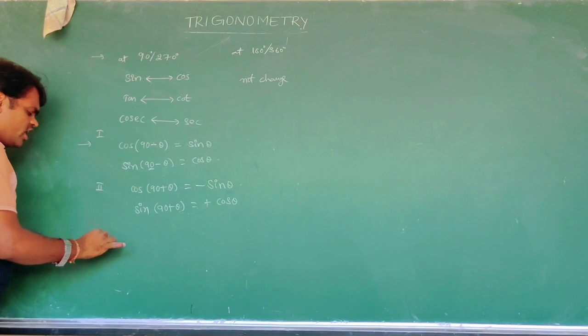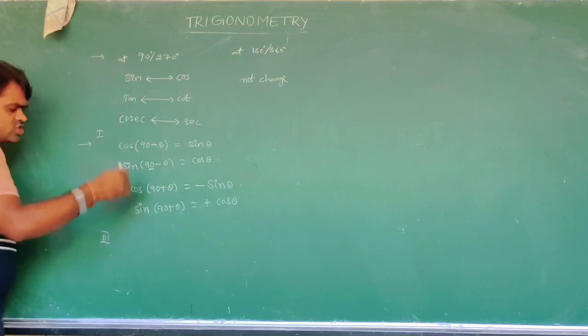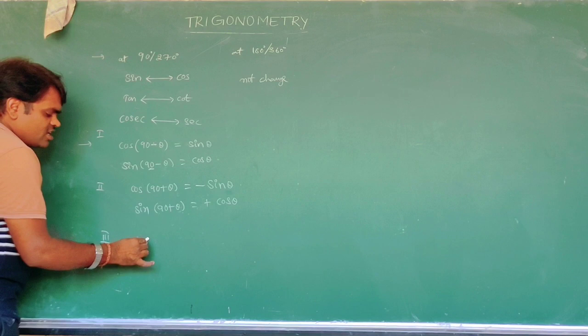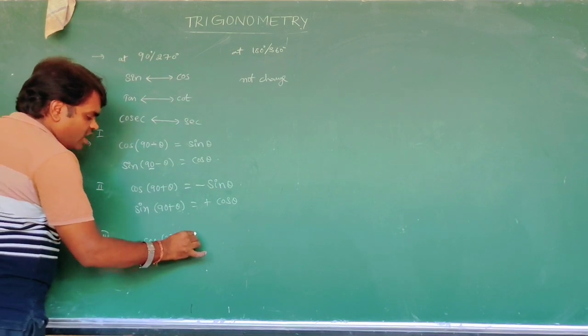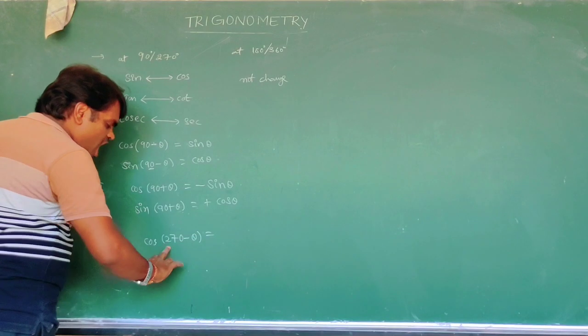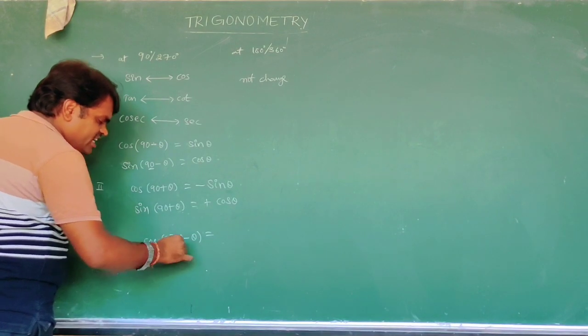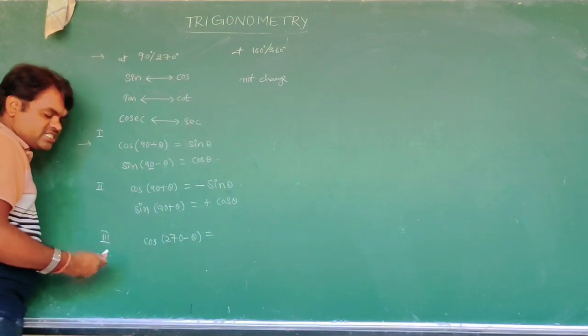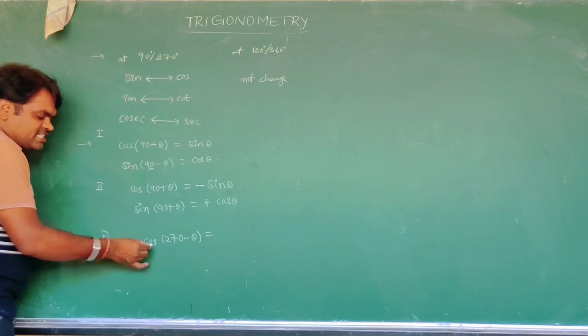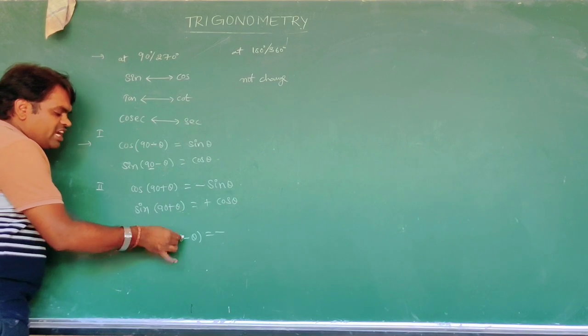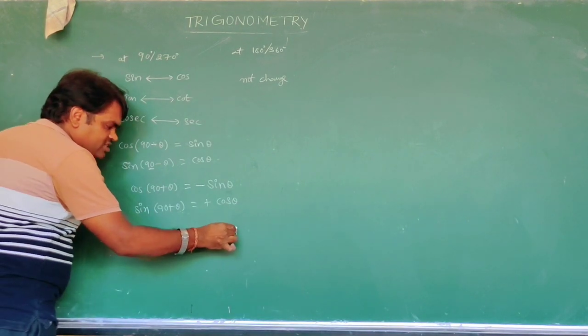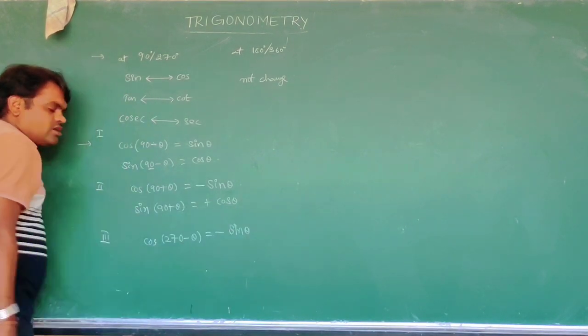Now in the third quadrant, or we go to 270, we are discussing cos of 270 minus theta. Cos 270 minus theta is in the third quadrant. In the third quadrant, cos will be negative. 270 will be there, so the function can be changed. It becomes sin theta.